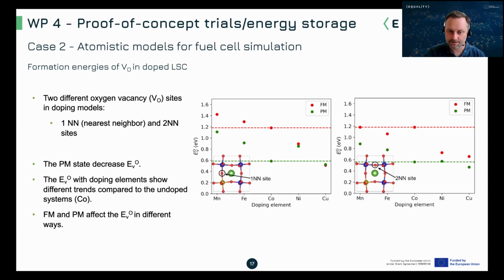And these trends are somewhat different compared to the undoped system. So the undoped system is always in the middle, the cobalt. So the ferromagnetic and the paramagnetic state affect the oxygen vacancy formation energy in different ways.